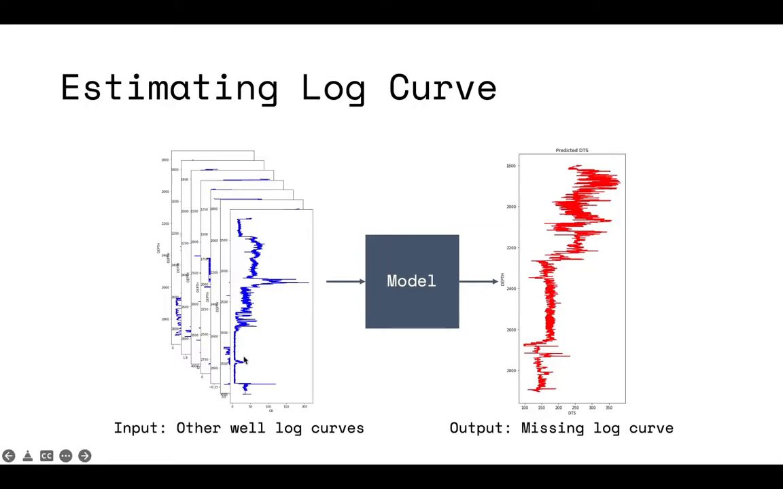The input is the other well log curves like gamma ray, density, and so on, and the output is the missing log curve, which in this case is the DTS. But if you want to predict another well log, like the shear velocity, you can absolutely do this. But in this case, we try to predict the DTS.